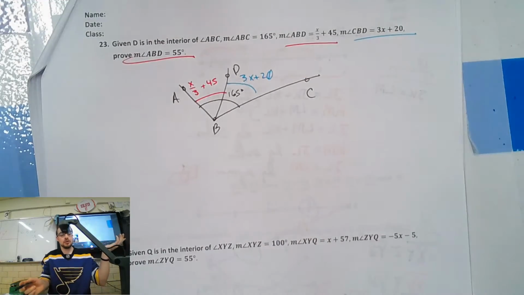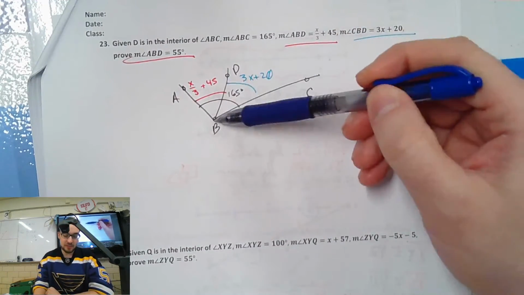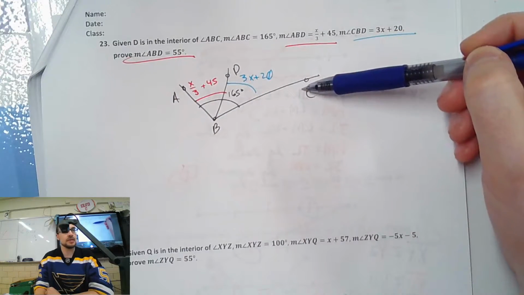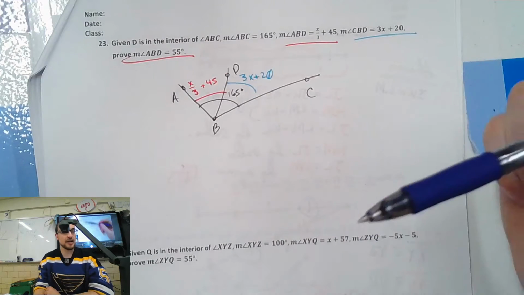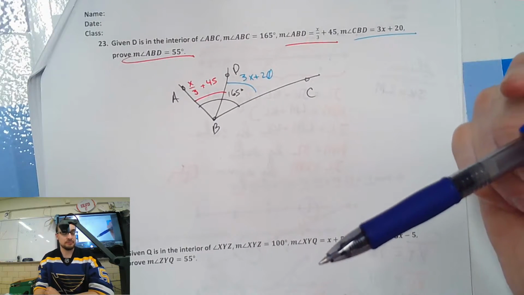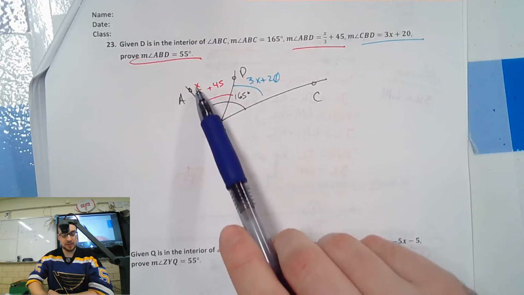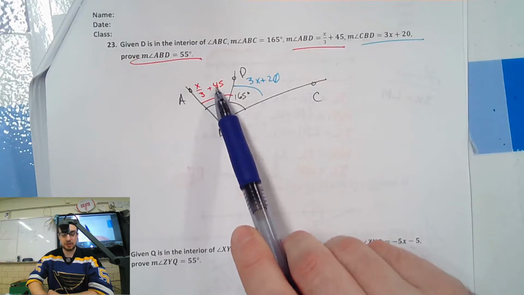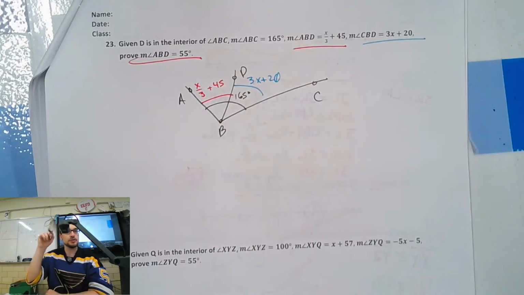So here's what I would do to prove this. I would say by angle addition postulate, ABD plus DBC gets me ABC. Then I'd use substitution and plug in their stuff. Then I would solve for x. I would get 30. Then I'd plug in 30 for this. ABD equals x over 3 plus 45. By substitution, it equals 30 over 3 plus 45, which means this is going to equal 55. Swag boxin'.